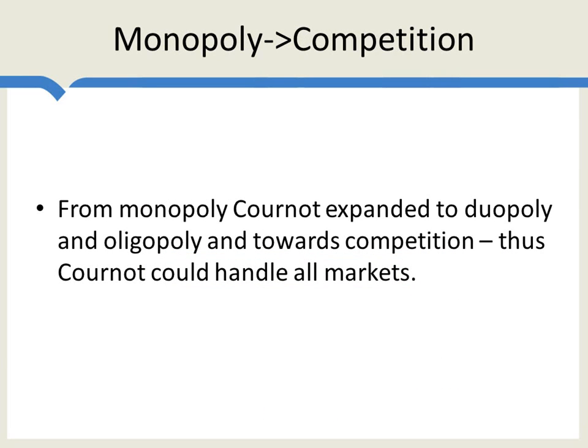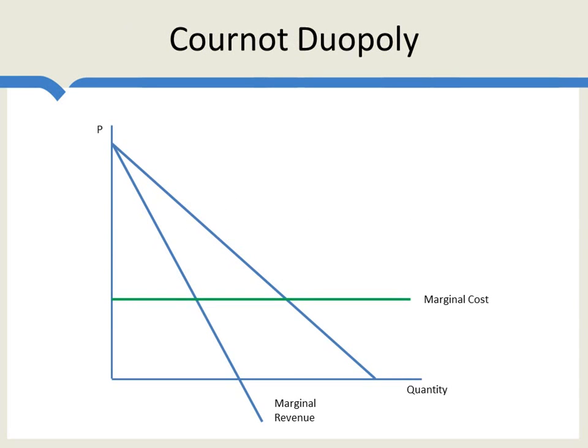Beginning with the monopoly problem, which Cournot had solved, he then expanded to duopoly and oligopoly and towards competition. So Cournot could handle all kinds of markets. Let's take a look at his most famous example, the Cournot duopoly. Let's use some graphics to illustrate Cournot's solution to the duopoly problem.